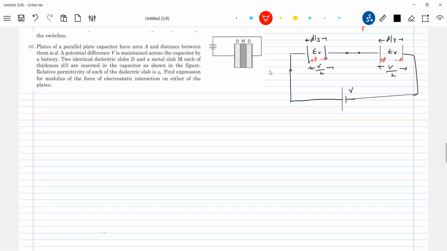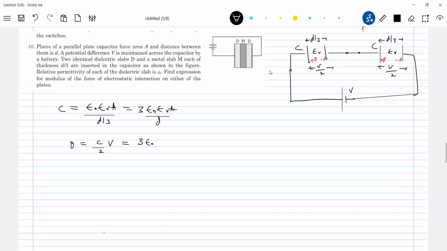So what should Q be equal to? What should be the capacitance? I think both will have the same capacitance. C is equal to epsilon naught, epsilon R, A by d/3, so 3 epsilon naught epsilon R A by d. This should be the capacitance, and they are in series. So the capacitance is C/2, and what should the charge be equal to? C/2 into V, so 3 epsilon naught epsilon R A V by 2d.